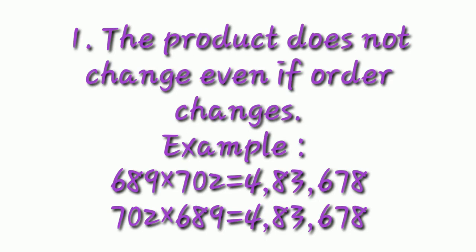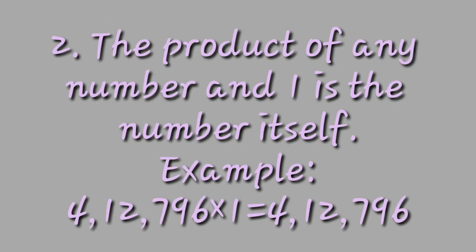Here I am multiplying 689 with 702 and I get the answer as 4,83,678. Now if I change the order, like first of all I will multiply 702 with 689, I will get the same answer. So it proves that even if the position, meaning the order, changes, the answer will remain the same. Now the second property states that the product of any number and 1 is always the number itself. It means if the multiplier is 1, the product will be the same as the multiplicand.